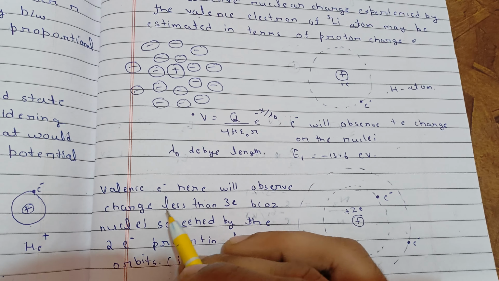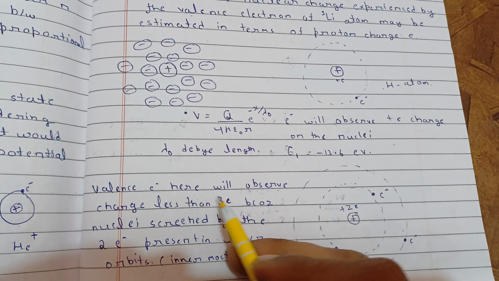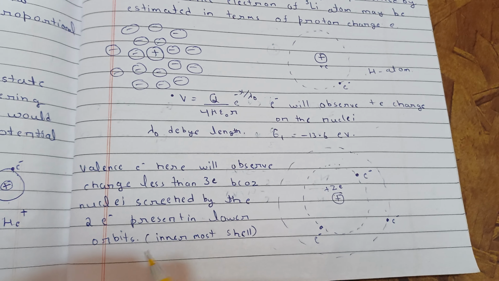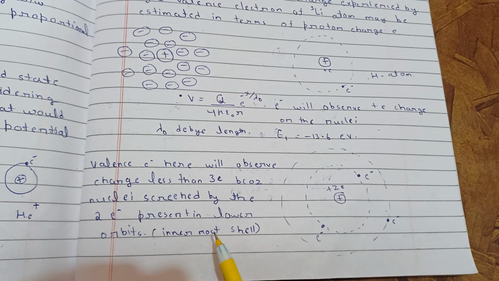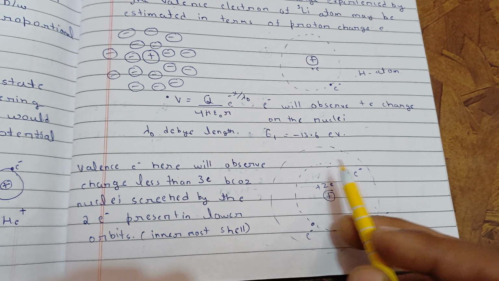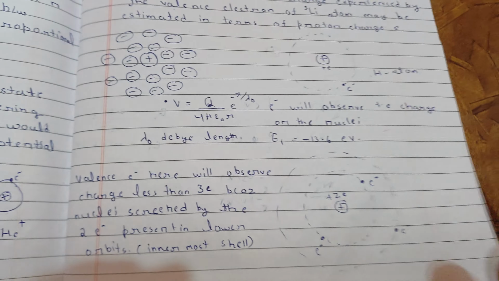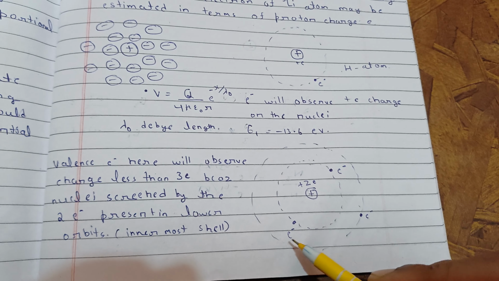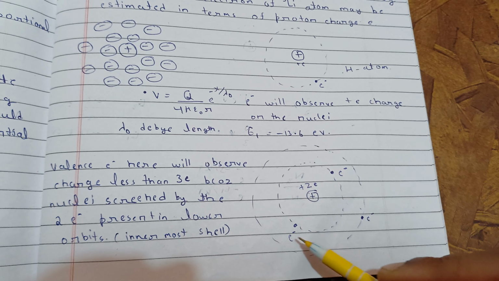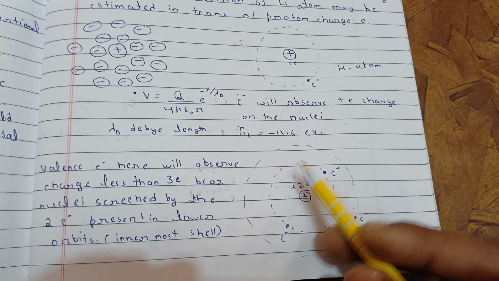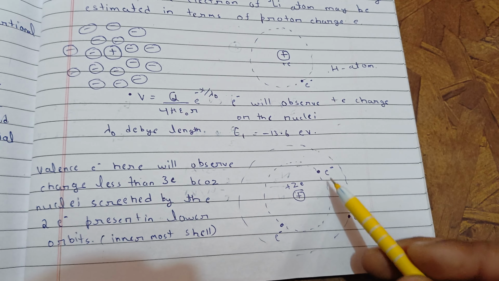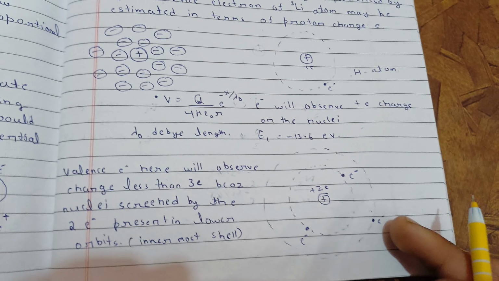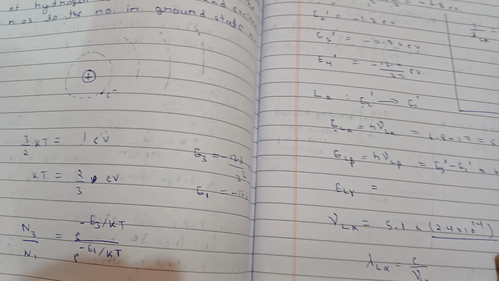So what screening is: the valence electron here will observe a charge less than 3e, because the nucleus is screened by the 2 electrons present in the lower orbit, the innermost shell. How can you find how much charge it is experiencing? Just consider this whole thing as one entity, and this electron is outside. So you can consider it like a hydrogen-like atom. We need to find how much positive charge is inside.